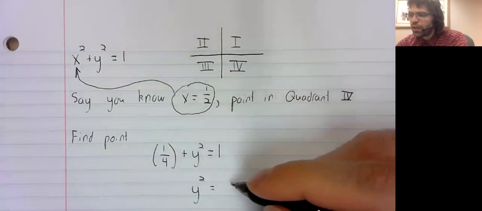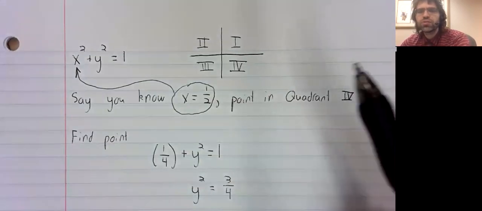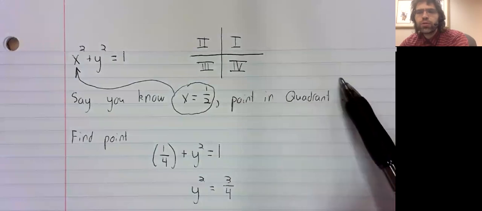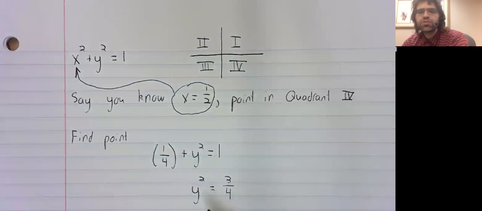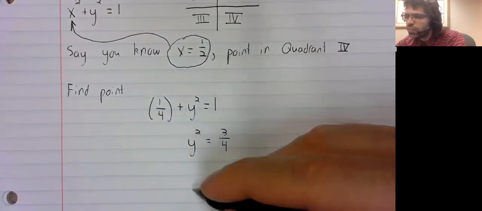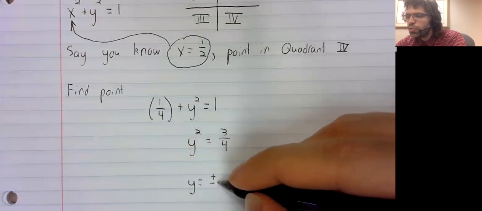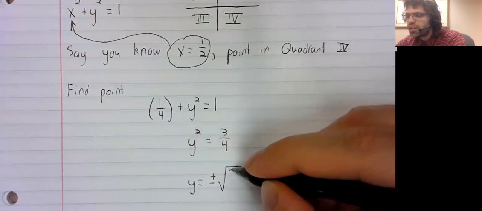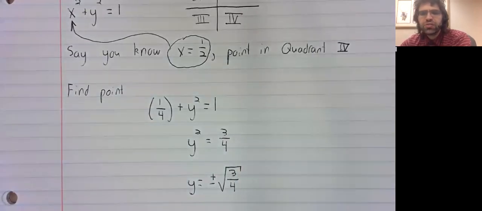y squared equals 3/4. And here's where this information comes into play, because y squared equals 3/4 has not one, but two solutions, the positive and the negative square root are both solutions.